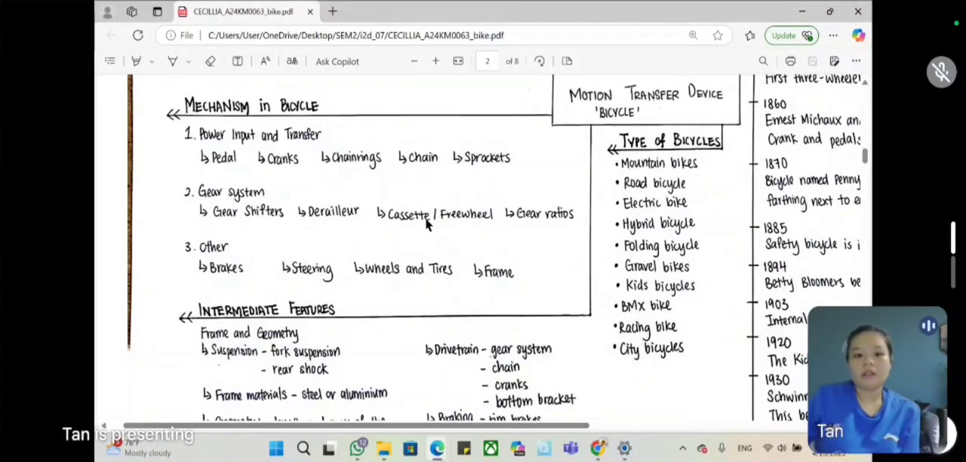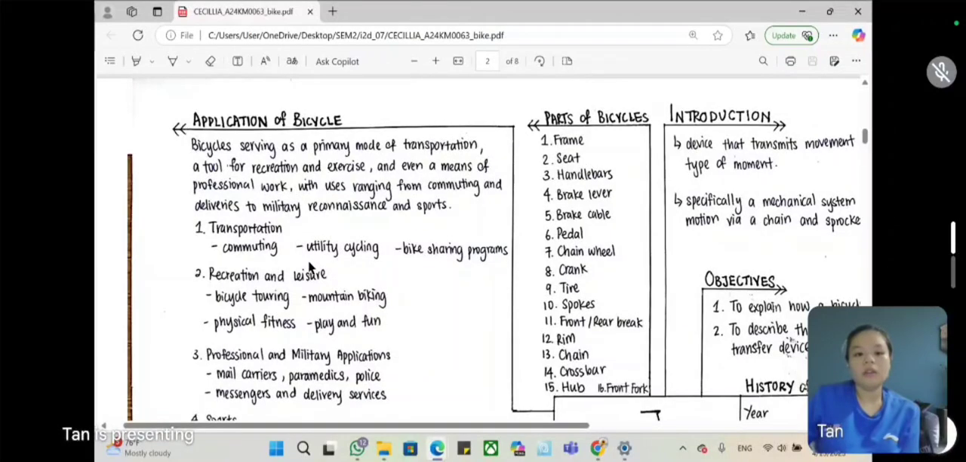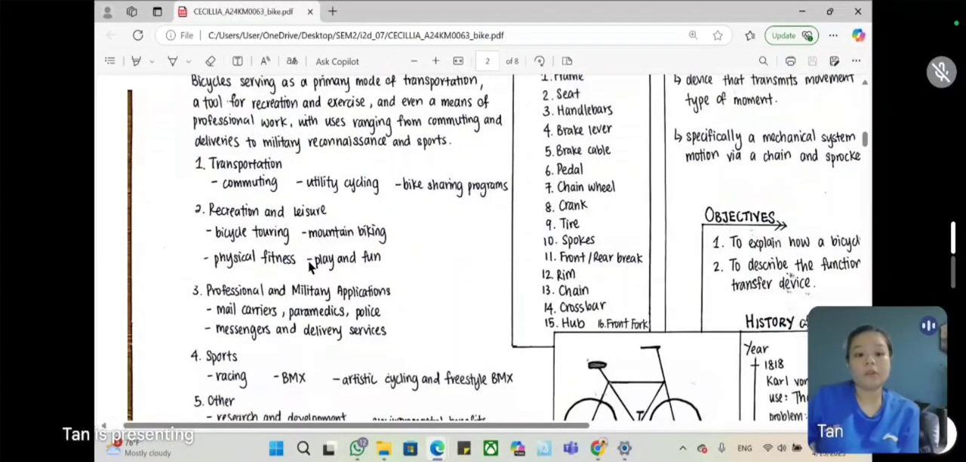So the mechanism included in a bicycle is power input and transfer, and the parts involved are pedals, cranks, chain rings, chain, and sprockets. For the gear system, the parts involved are gear shifters and gear ratios. The application of a bicycle is commonly in transportation, sports, and recreational leisure.